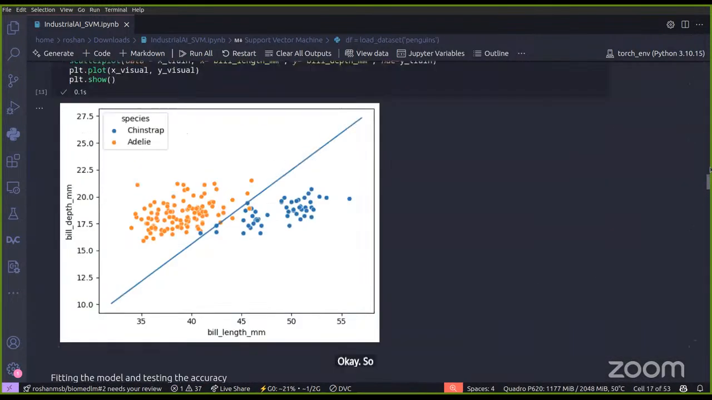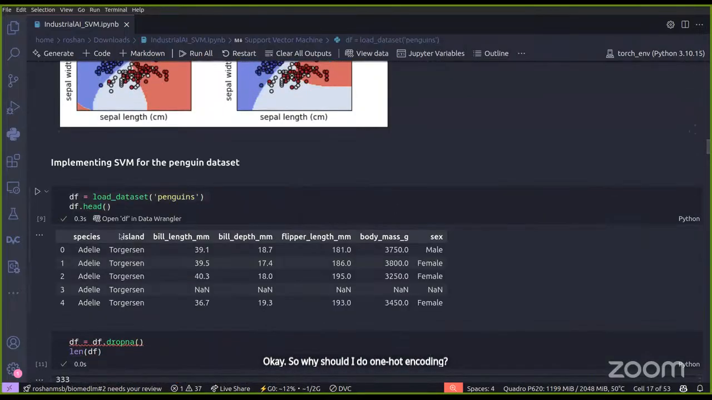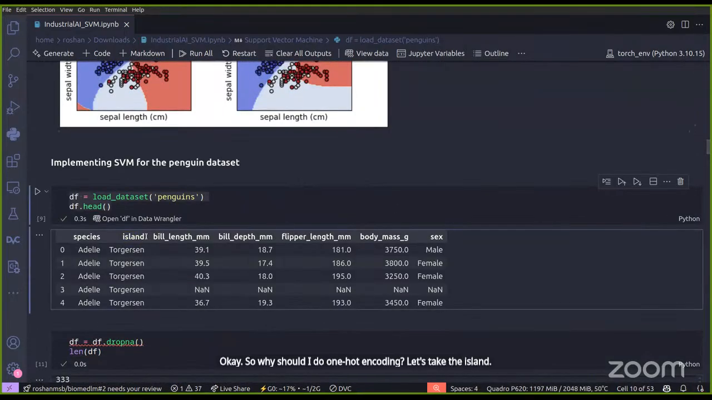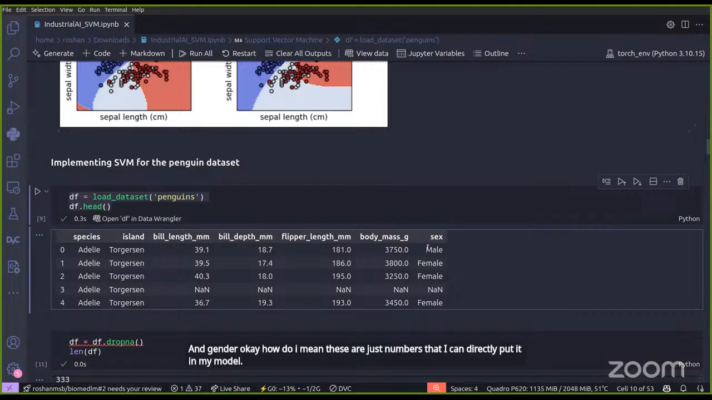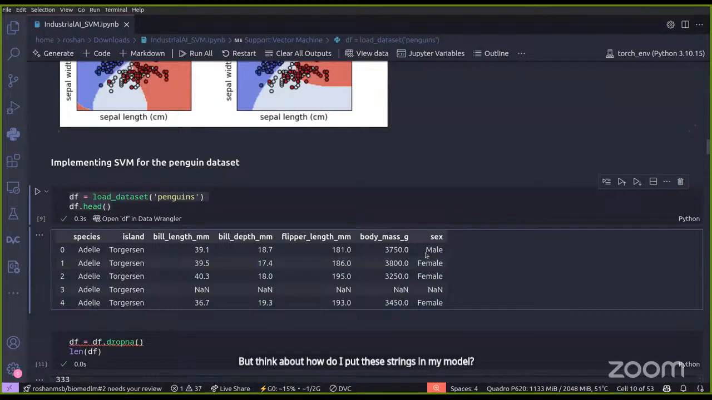So why should I do one hot encoding? Let's take the island and gender. These are not just numbers that I can directly put in my model. Think about how do I put these strings in my model? What should I do? I want to include island features and gender features in my model, but I want them as numbers. What should I do in this case?